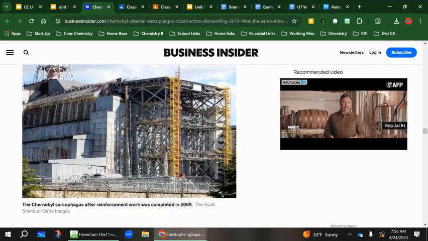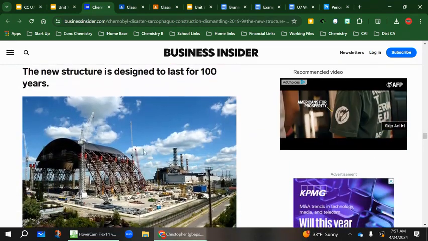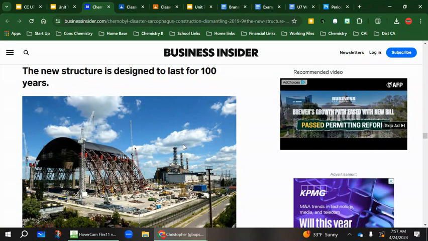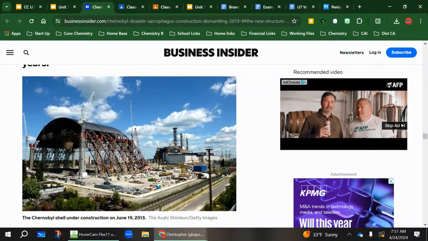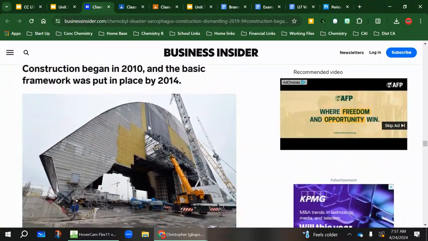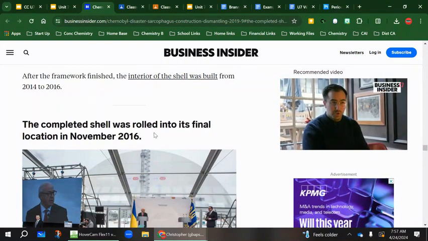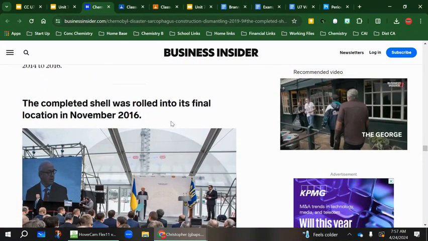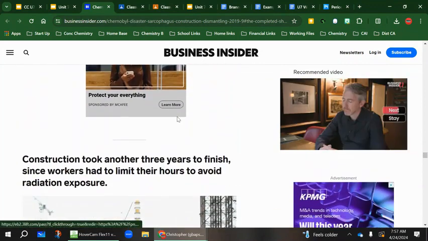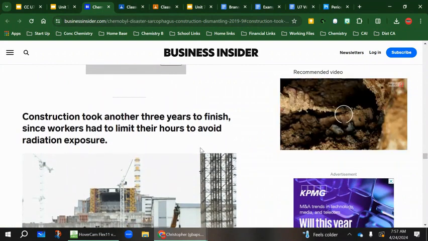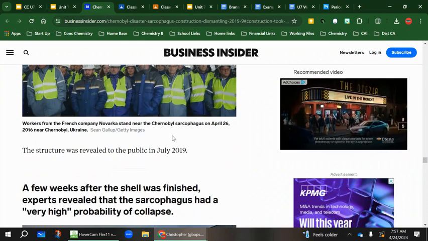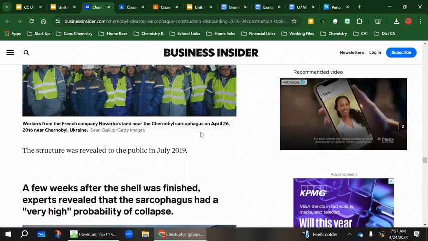They finally did finish it, ladies and gentlemen. The new structure is designed to last about 100 years. So I guess you won't have to worry about it. I won't have to worry about it, but somewhere down the line, someone's going to have to worry about it again. The framework was put in place in 2019. It was completed and rolled into its final location in November of 2016. So for the last 8 years, it has been in place, making sure that it would basically keep us safe. So that's where we're at with it. It is done. It is complete. It is in place.